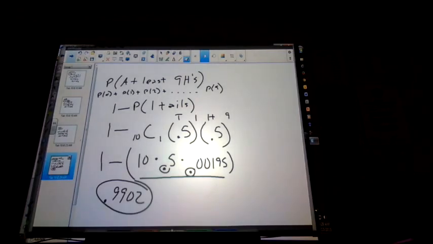How is this happening? This doesn't make any sense. No, but like, how is it a 99% chance that you get 9 heads? Okay, it's not 9 heads. It's at least 9 heads.